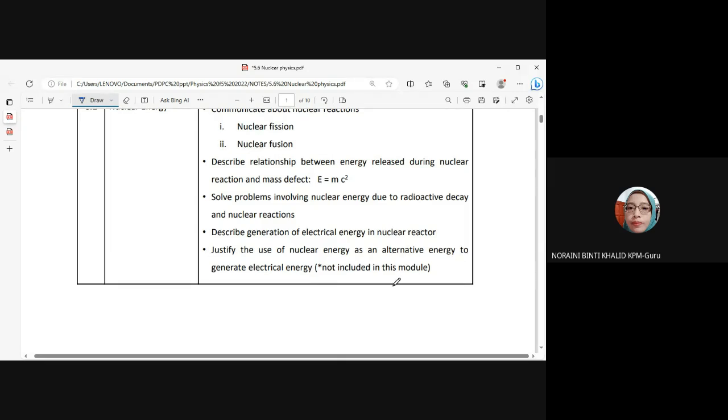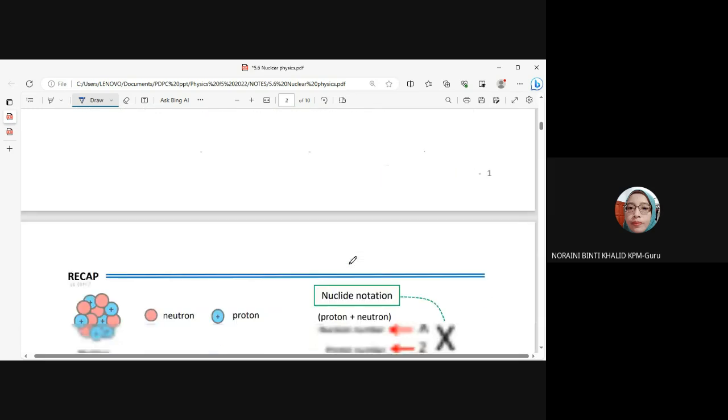Not included in this module. Dia tak ada dalam modul ni, tapi boleh baca dalam buku teks. Okay, saya akan tunjuk sikit nanti.